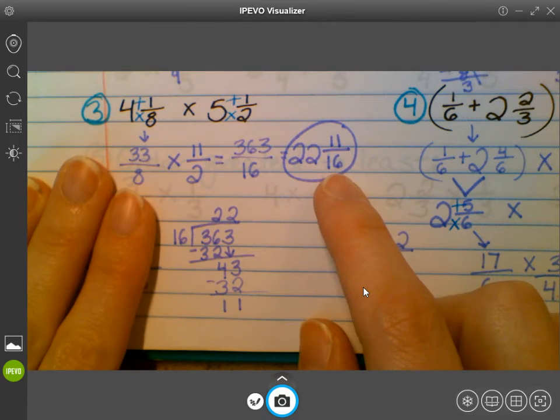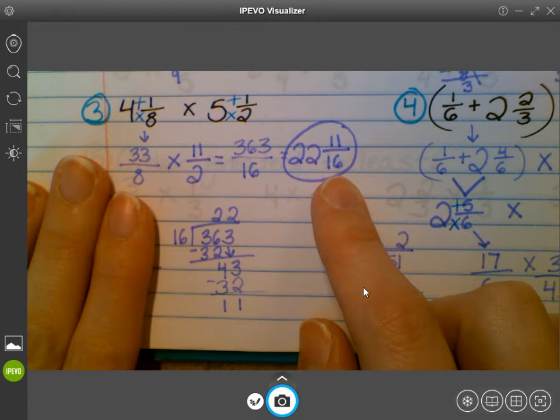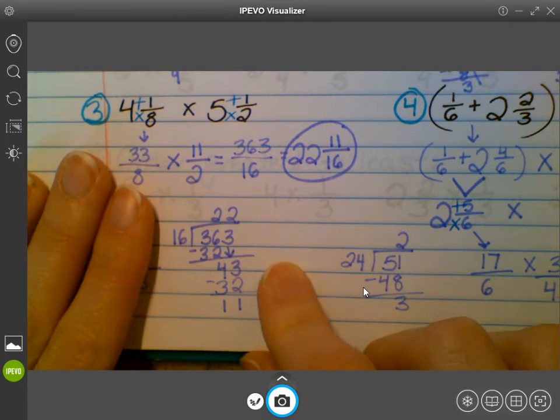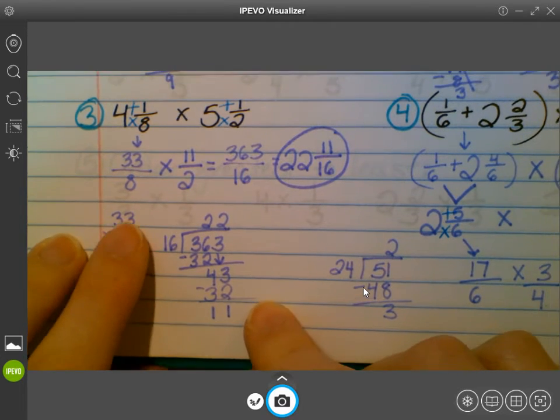Yes, Will? I had a majorly dumb mistake. I thought 42 minus 32 was an... Oh, that happens sometimes. That is okay. That's okay.